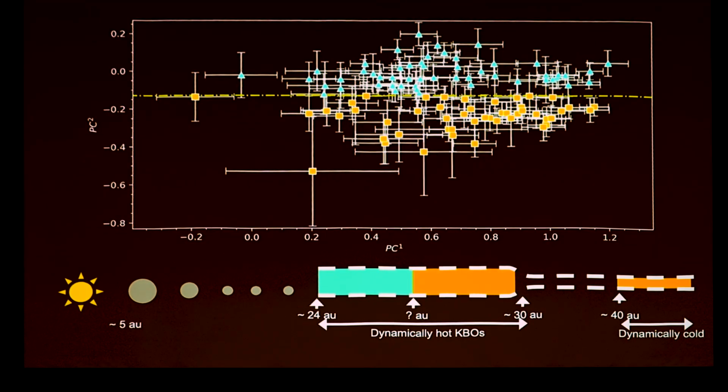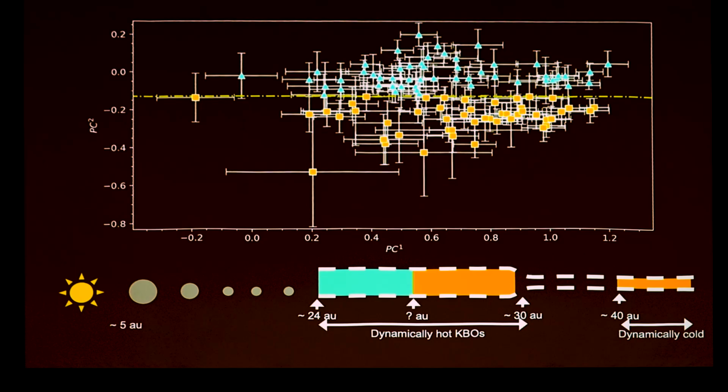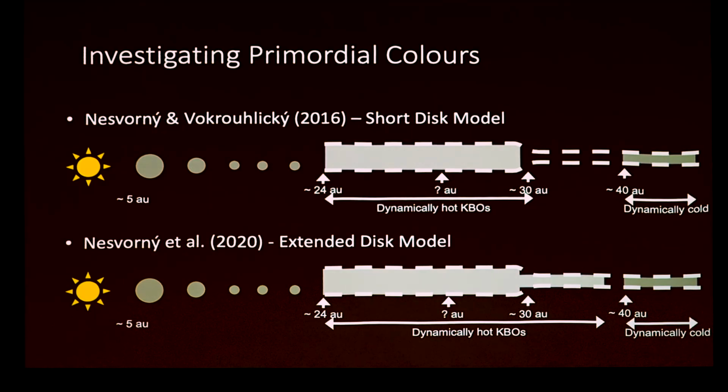But then the question becomes, okay, where did they come from, where would this split be, and what can that tell us about the primordial solar system that we can no longer see? In order to investigate this, I've used a couple of different models. These are both from David Nesvorný. The first one's from his 2016 model, which just has a single condensed disk between 24 and 30 AU.